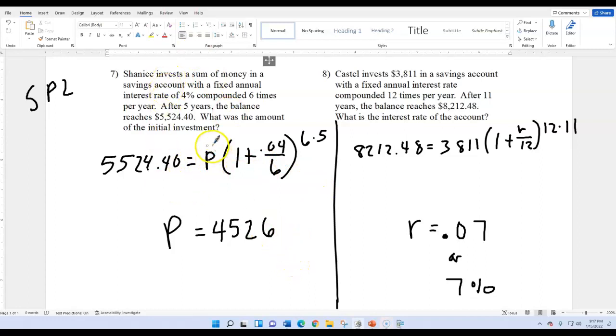For number 7, we did not have our P value given, and so you would follow the steps that I did on example 6 to find out that P equals 4526. On number 8, we are not given the R value, and so you would follow the steps that I gave you on number 5 to determine that R should come out to be 0.07.